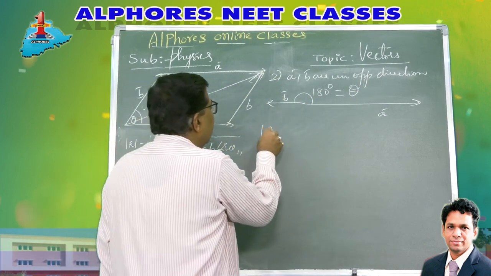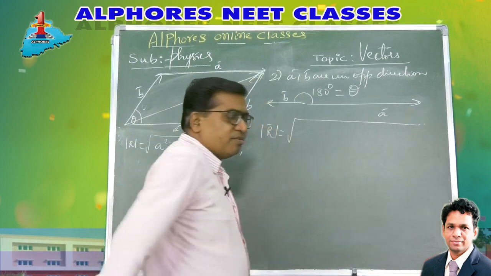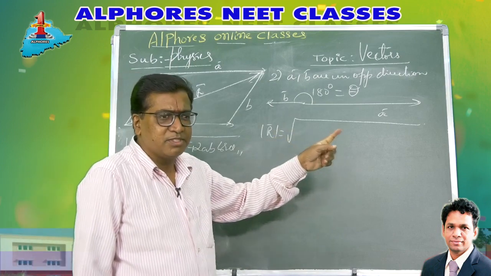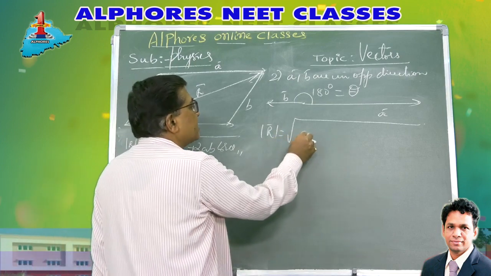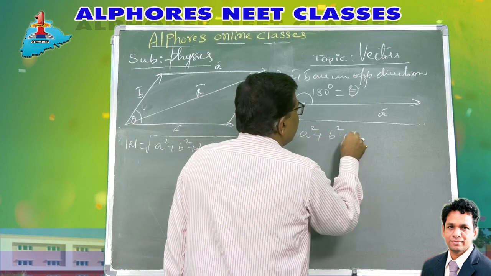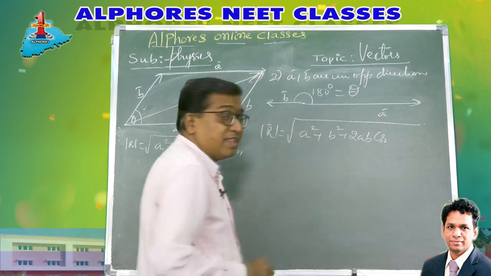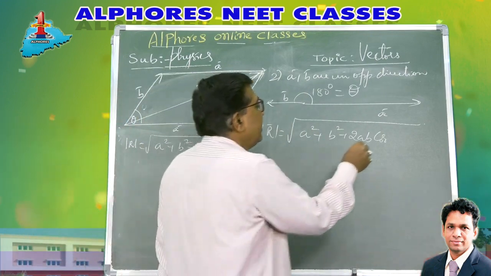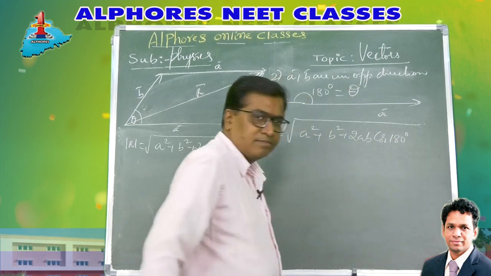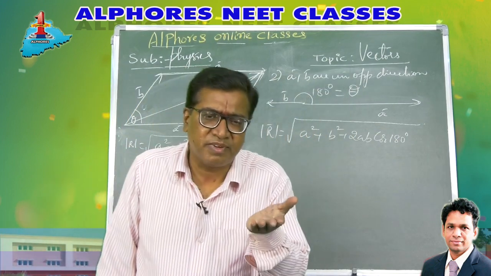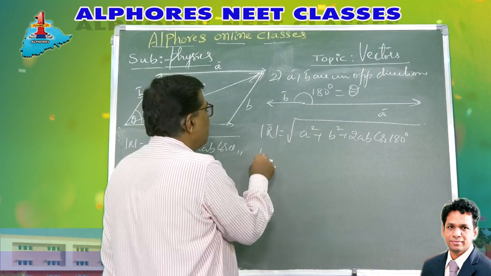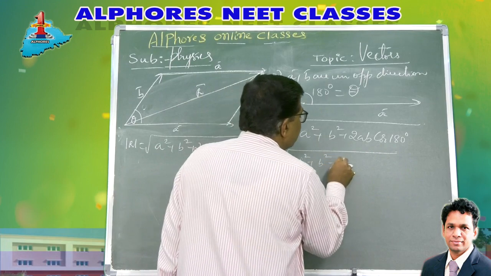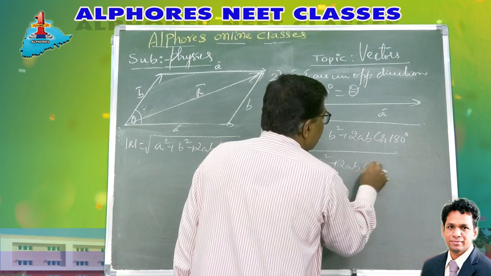So I substitute in mod R. I know that when two vectors A bar and B bar are at an angle theta, the resultant is root of A square plus B square plus 2AB cos theta, where theta is the angle between them. If two vectors are in opposite direction, the angle is 180 degrees. According to trigonometry, cos 180 is minus 1. Just substitute: mod R is under root of A square plus B square plus 2AB times cos 180, which is minus 1.